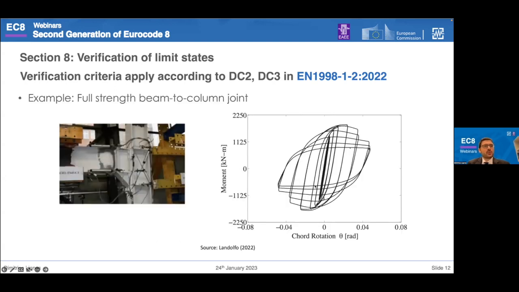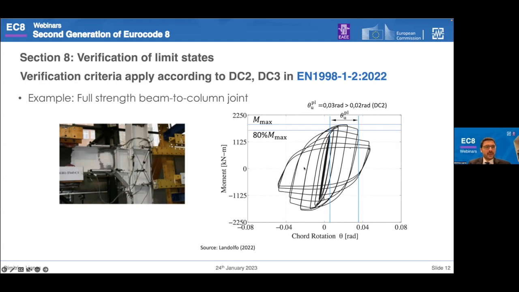Or if you are looking at an example of a full strength beam to column joint from a steel structure, essentially in the hysteretic diagram here, we should be able to identify the relevant points such as the maximum resistance or the resistance at the 20% loss with respect to the maximum, where we quantify what we call the plastic rotation of the joint. For a DC2 construction, in this case, the respective rotation should be at least 2% radian as now described in the chapter. In this case, you see that it's been fulfilled.